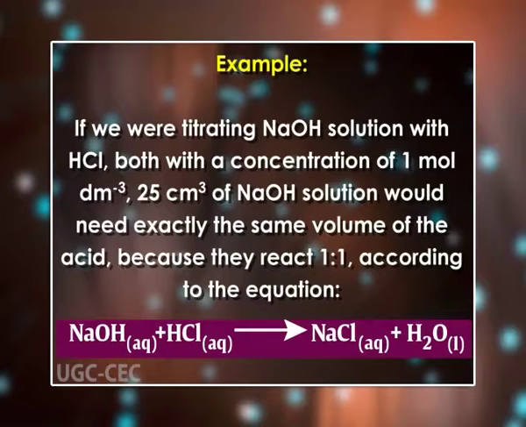For example, if we were titrating sodium hydroxide solution with hydrochloric acid, both with a concentration of 1 mole per decimeter cube, 25 centimeter cube of sodium hydroxide would need exactly the same volume of the acid because they react 1:1 according to the equation NaOH aqueous plus HCl aqueous gives NaCl aqueous plus H2O in its liquid form. In this particular instance, this would also be the neutral point of the titration because sodium chloride solution has a pH of 7.